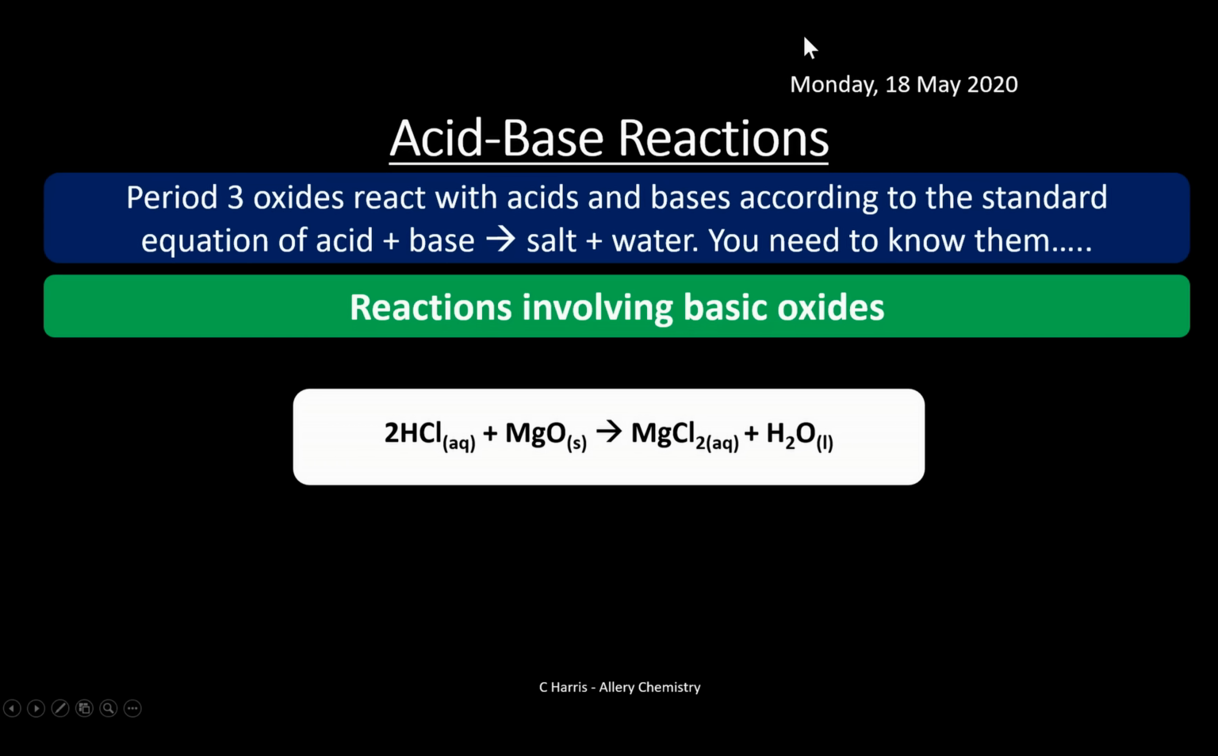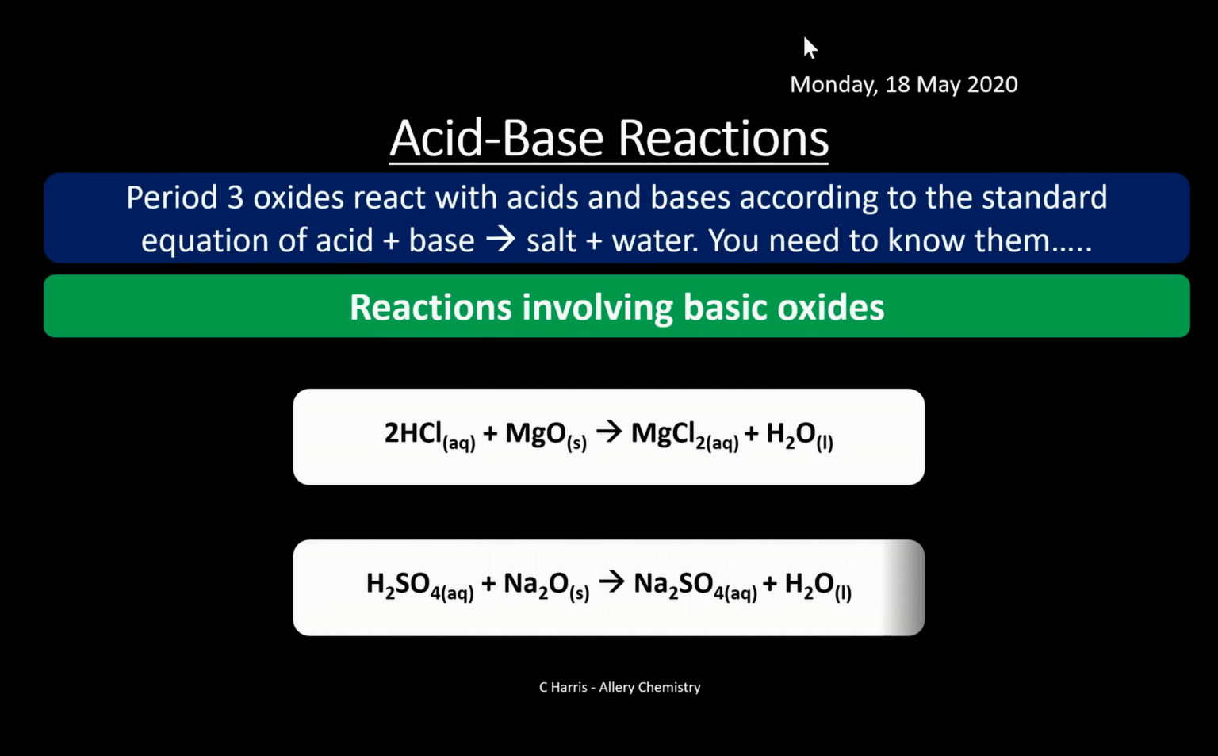So let's look at sodium as well, because sodium is obviously our other metal oxide. Here we're going to use sodium oxide, reacting it with an acid, and we're going to use sulfuric acid. It could be hydrochloric. You've got to be prepared to write down the salts and the name of the salts. So this one's going to be sodium sulfate, as you can see here, and obviously we're producing water as well. So all of them are producing the same pattern.